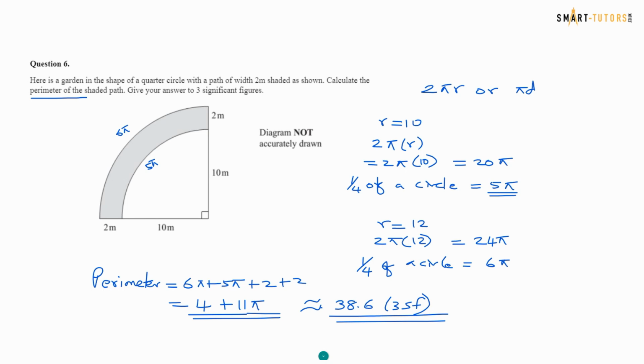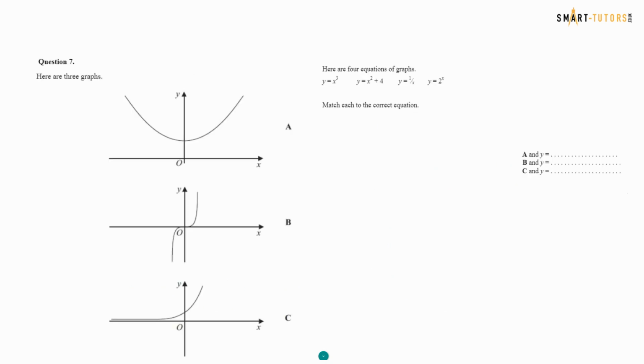Question number 7. Here are 3 graphs. Here are 4 equations of the graph. Match each equation to the correct one. So by looking at this one, it's a quadratic graph. That is y equals x squared plus 4. So graph A is y equals x squared plus 4.